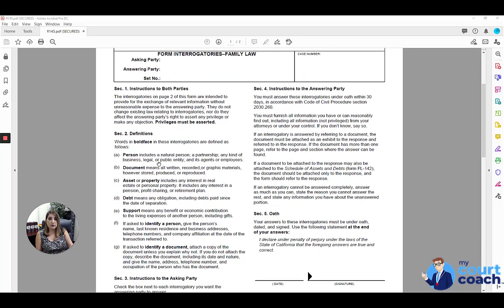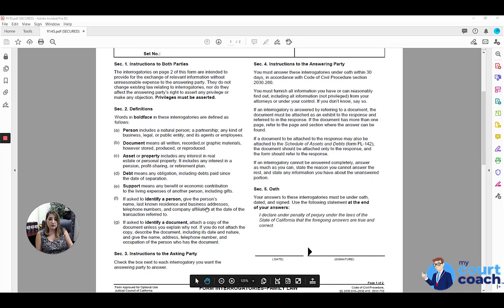Below that, this form provides certain definitions for some of the terms that are going to be used on the next page to the opposing party, and provides them with instructions on how to respond. Section 3 does say that on the next page, you need to check the box for each interrogatory you want to propound, and we will go through those in further detail.